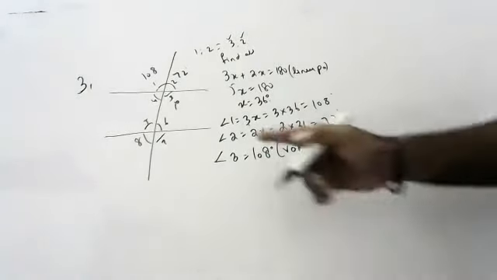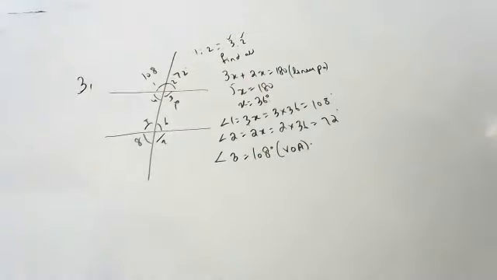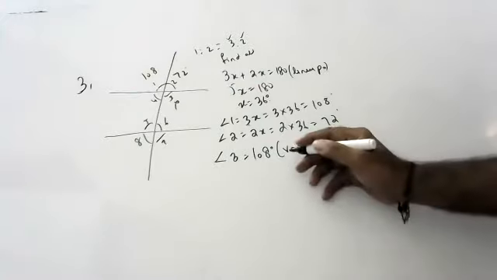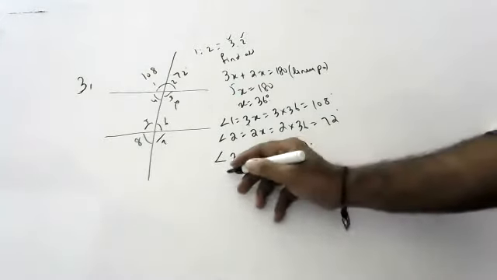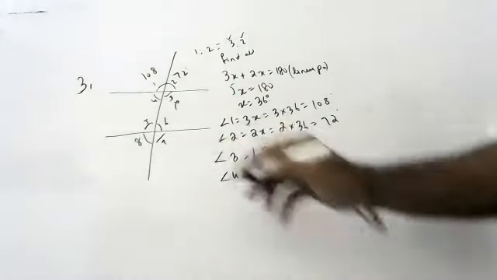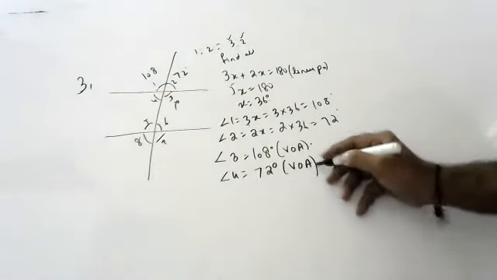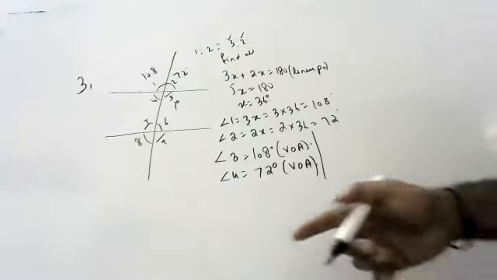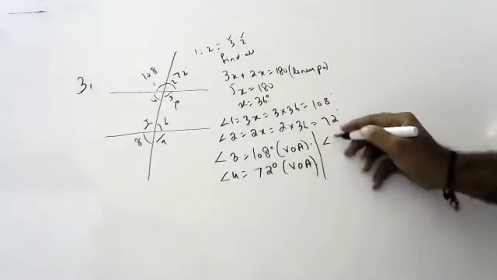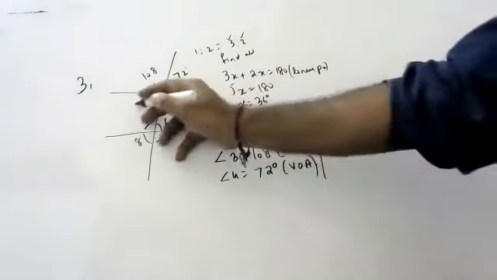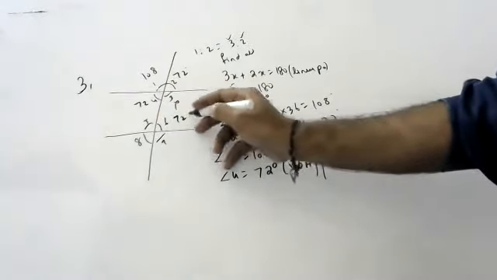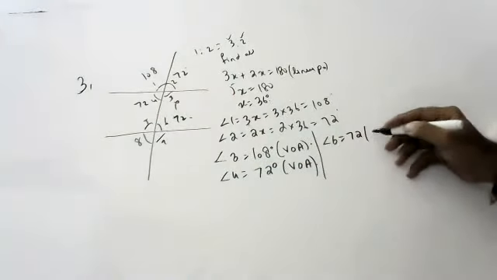Angle 3 is equal to how much, Amma? 108. Why? Vertically opposite. Angle 4 is equal to how much? 72. Vertically opposite angle. Someone say, don't hide like that. Angle 6, how much? Sir, angle 6 is 108 degrees. 72. Oh, sorry, 72 degrees.